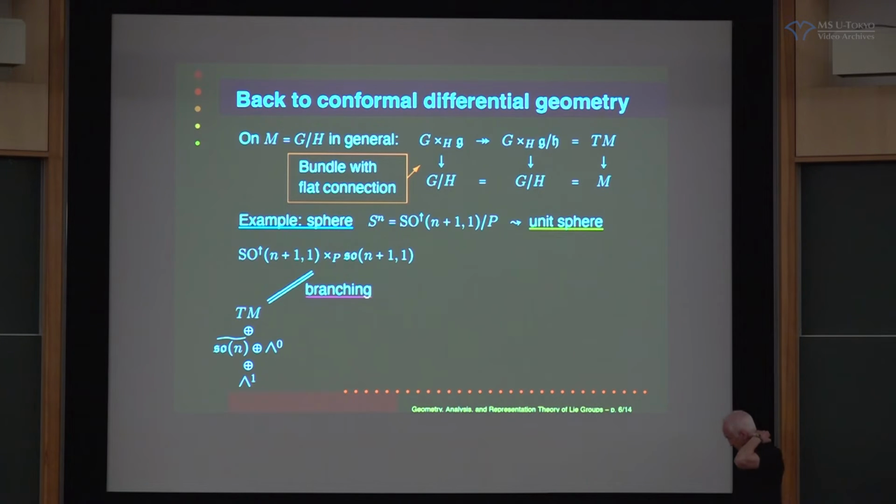So what you're doing is taking the adjoint representation of SO(n+1,1) and just restricting it to SO(n) and seeing how it splits up. And what happens is it splits up into 4 pieces. This is reflected in these bundles.